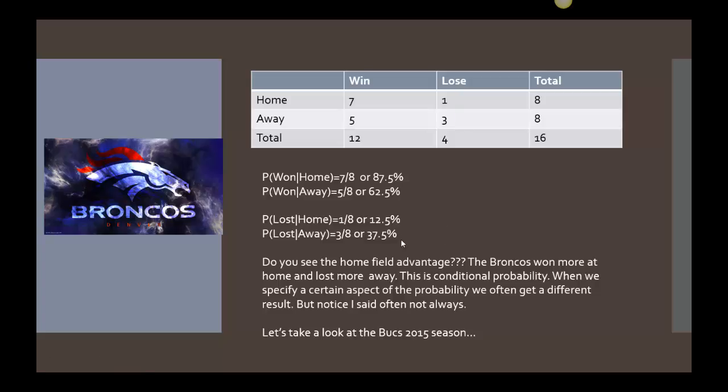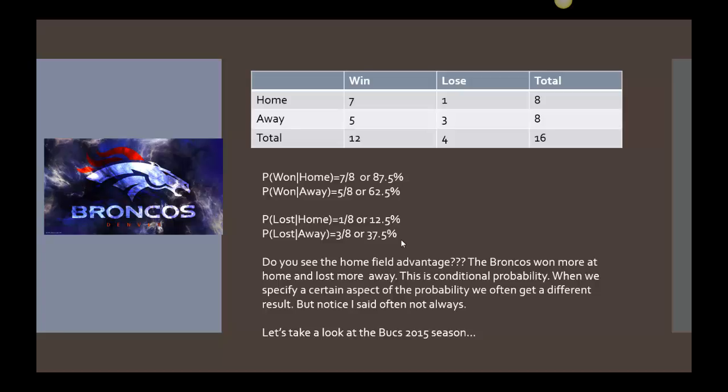So do you see this home field advantage here? The Broncos won more at home and they lost more away. That is what conditional probability is: when some condition makes an outcome more or less likely to occur. So we specified a certain aspect and we got a different result. This happens sometimes, but not always. And what I mean by not always is, look at this example.